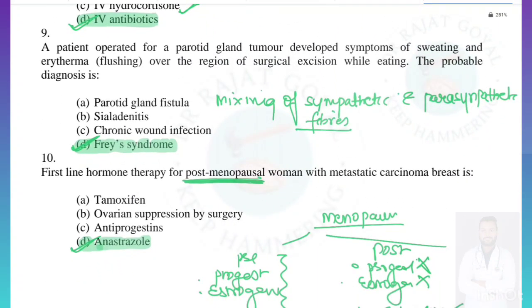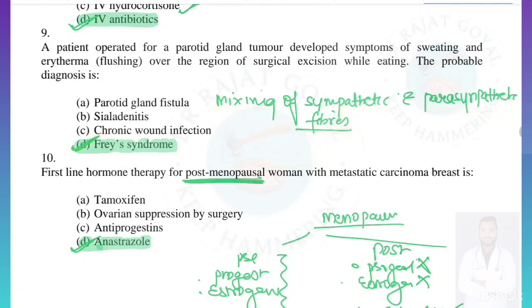Patient operated for the parotid gland tumor develops symptoms of sweating and erythema, which is flushing over the region of the surgical excision while eating. So they are talking about mainly the Frey syndrome. In this, the mixing of the sympathetic and the parasympathetic fibers occur, and generally auriculotemporal nerve is damaged in the case of the Frey syndrome. So answer here will be D.